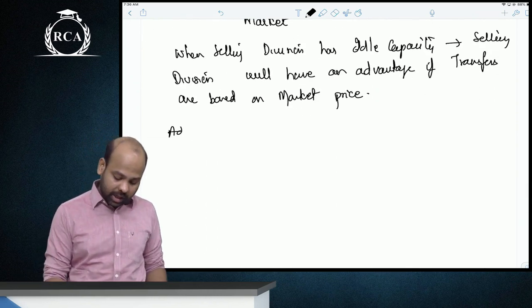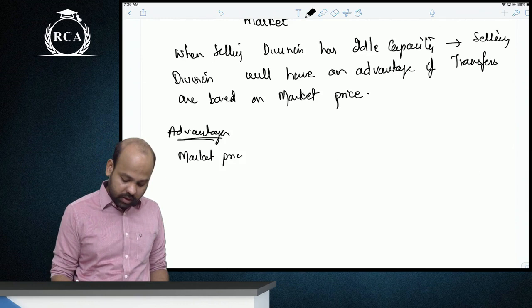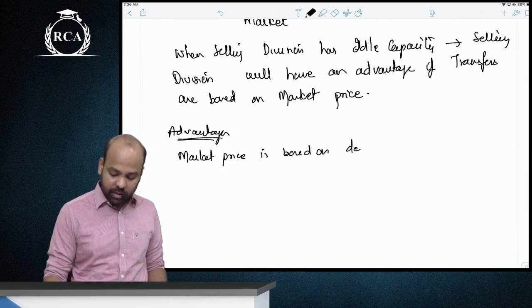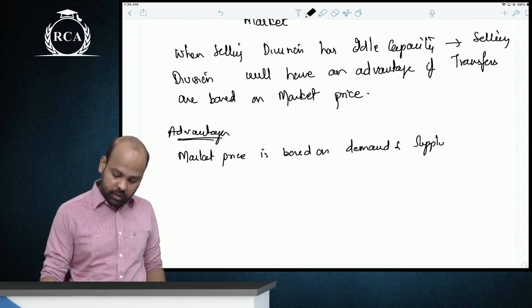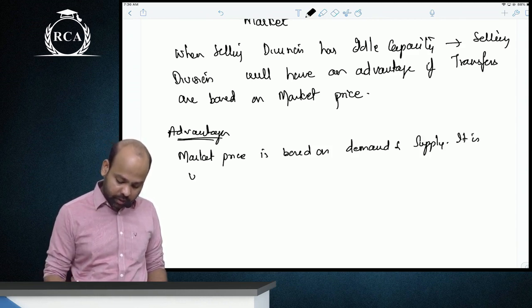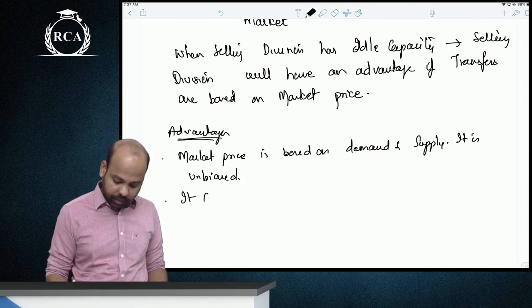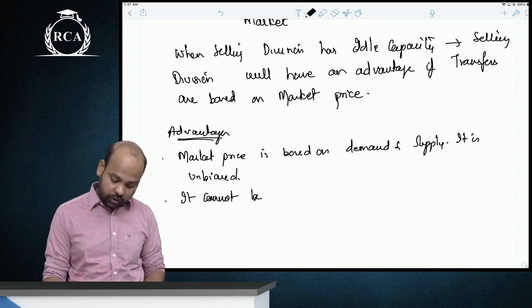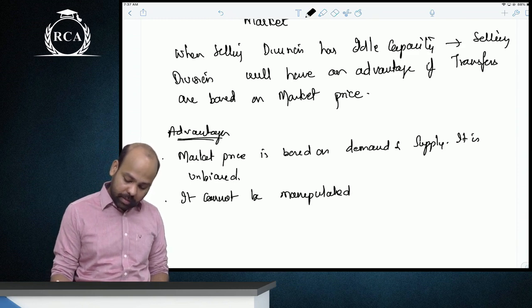Advantages? Market price is based on demand and supply and is unbiased. Yes or no? Yes sir, it is unbiased. First important advantage is that it cannot be manipulated like cost. Can it be manipulated like cost? No, it cannot be manipulated. Write along, it cannot be manipulated.